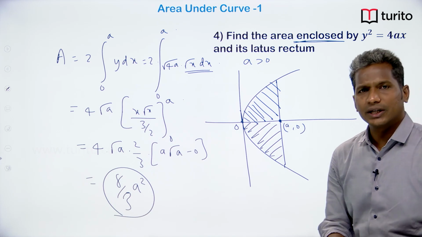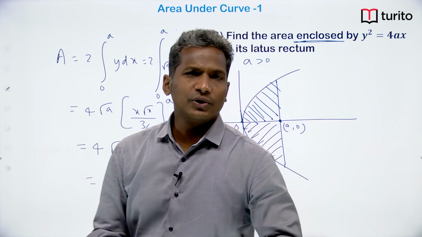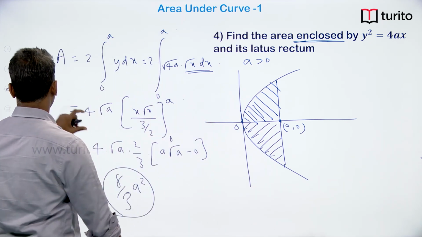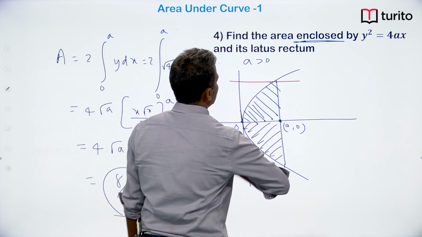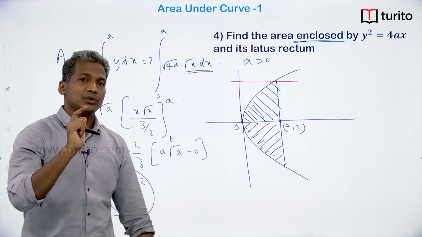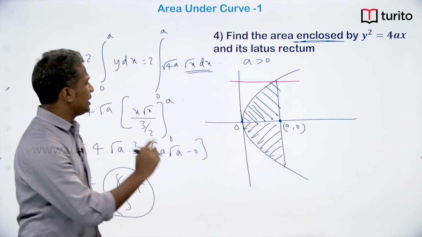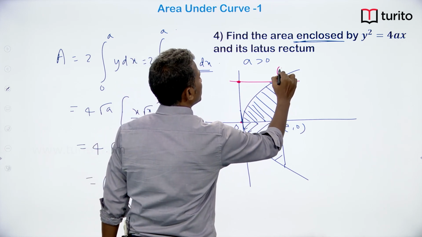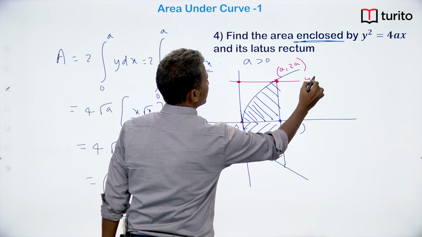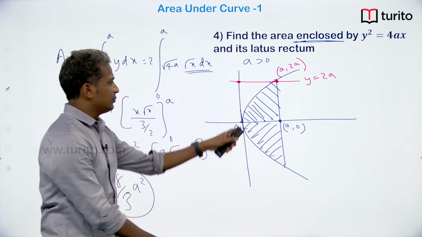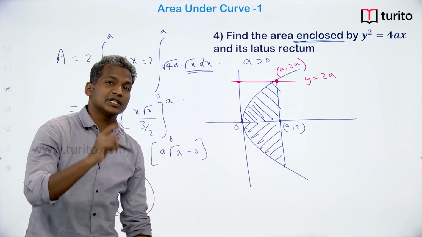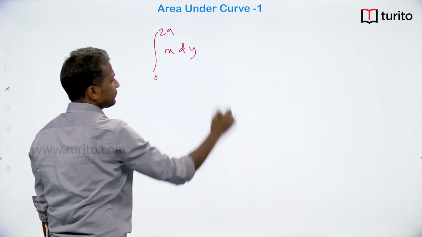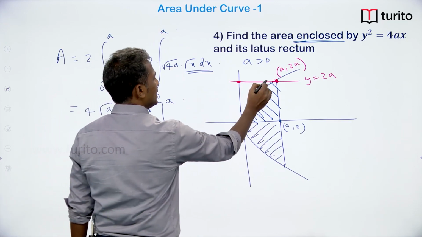Can we proceed to the next question? Before we proceed, there could also be different ideas. For example, let us say you want to integrate with respect to y. So if you integrate from this limit to this limit, what is this value? Because you know the coordinates of this point, which are (a, 2a). So this is y equal to 2a. So from 0 to 2a, we are integrating x dy.